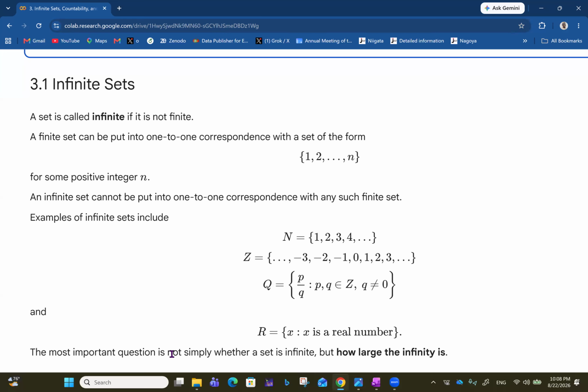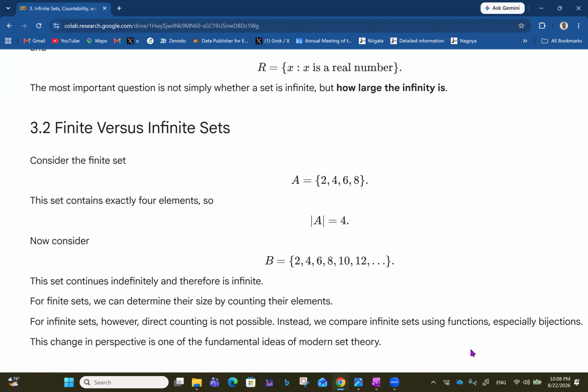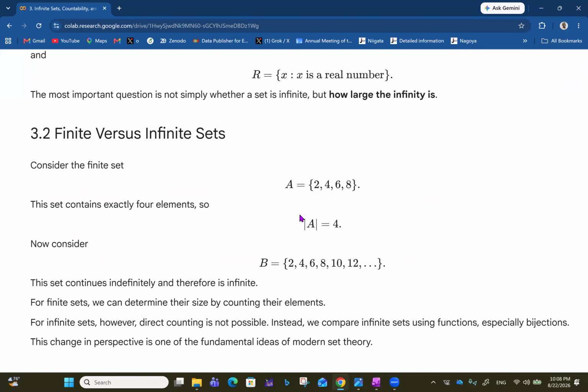Now, the most important question is not simply whether a set is infinite, but how large the infinity is. So we have infinity, and infinity can also come in different sizes. So how large is infinity? Though it is infinite, how large is it? Then, finite versus infinite sets.